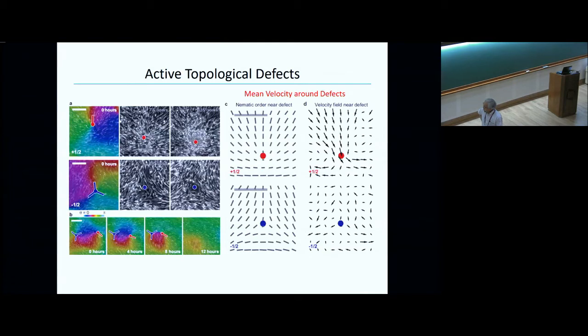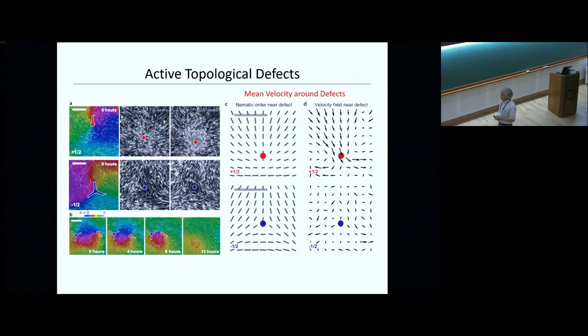For the -1/2 defect, if it's isolated, this -1/2 defect does not move very much. However, if we have a pair of +1/2 and -1/2 topological defects at a shorter distance, there is an attraction and pair annihilation. In this case, both defects move. Here we calculate the orientational director field. On the right-hand side, we measure the mean velocity around the defect by using several samples. Here we average the velocity inside a small area, averaging in time and space.